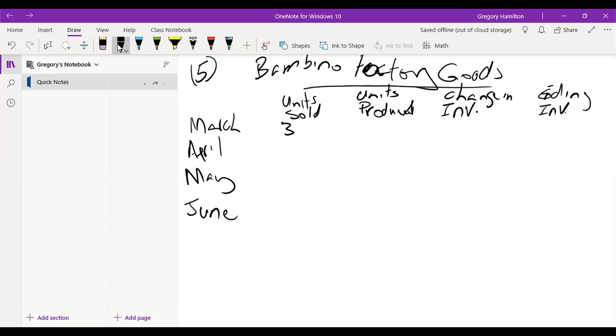So units sold in March would be 3,000 units. 7,000 will be sold in April. 11,000 in May, and 9,000 in June. Okay. So, level production of 7,500.